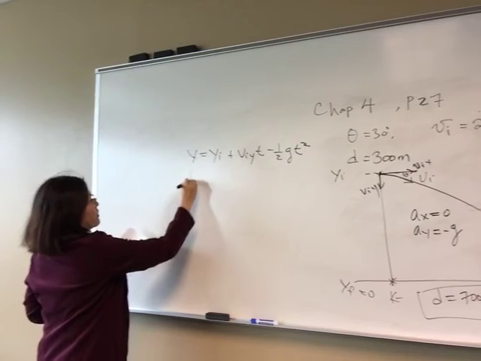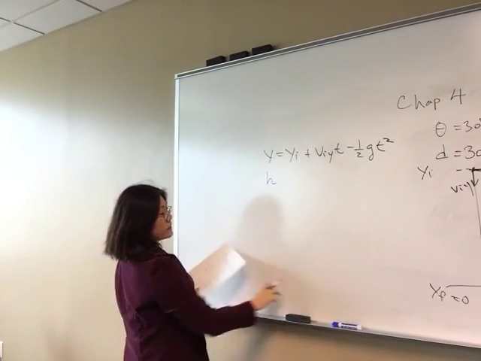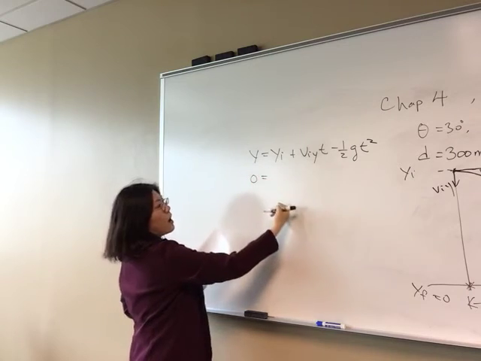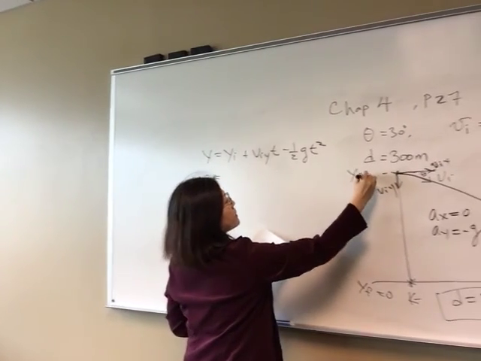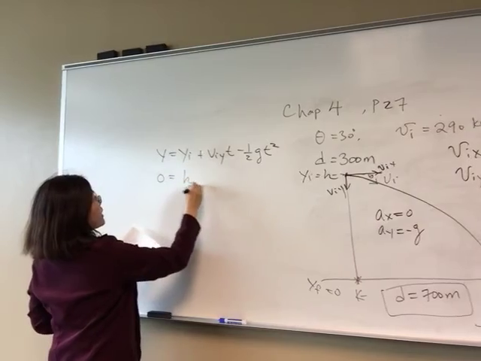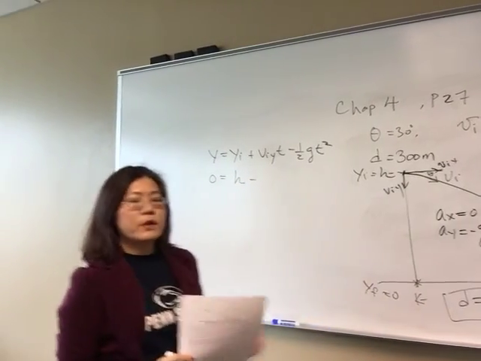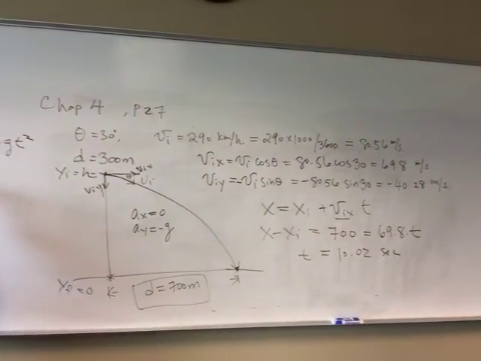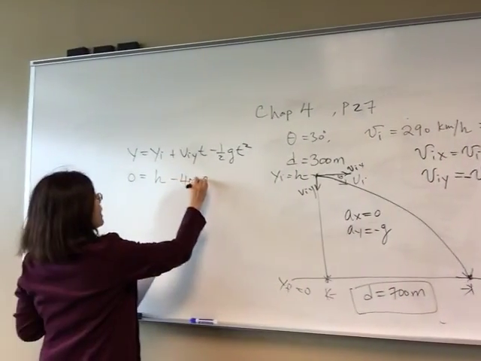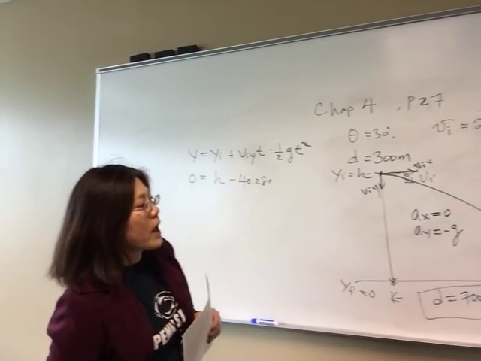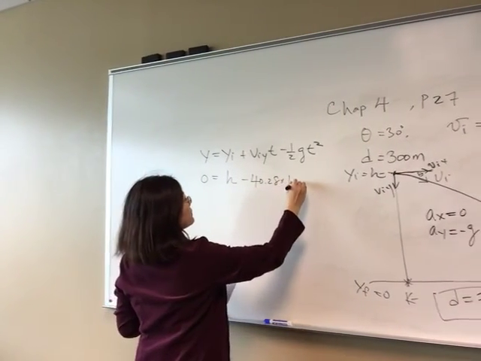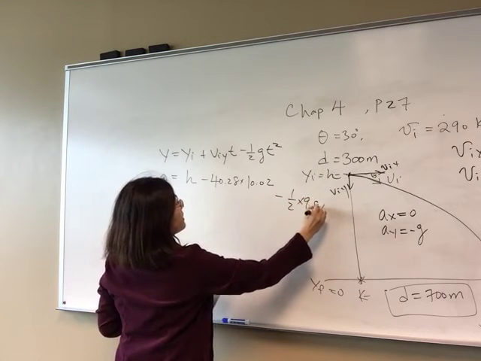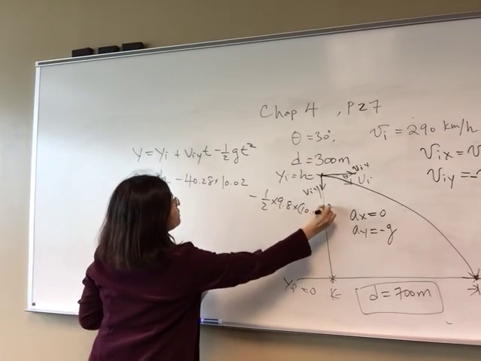So the final height is 0. The initial height is set at, let's say, h. So this is your h, and then minus, because your initial velocity is negative, so negative 40.28 times time. Your time is 10.02, and then minus 1/2 times 9.8, times 10.02 squared.